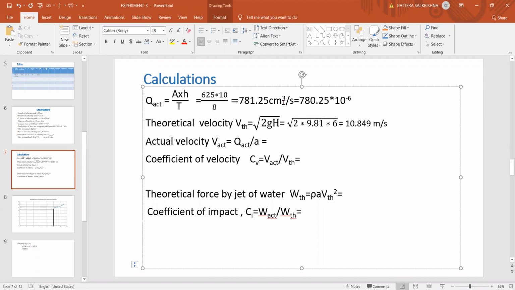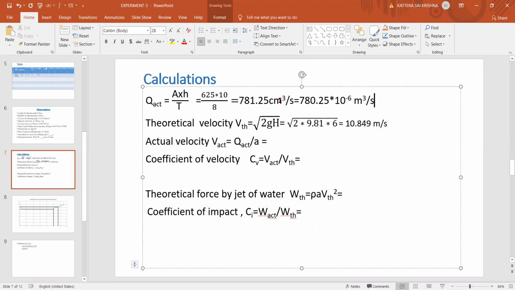Power minus 6. Very good. Now units becomes meter cube per second. Any doubt in this?